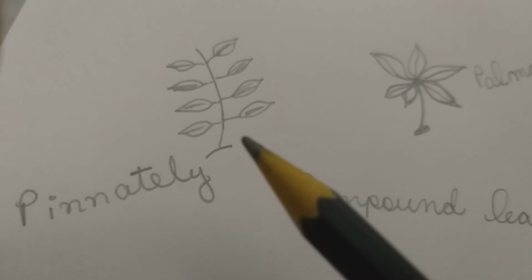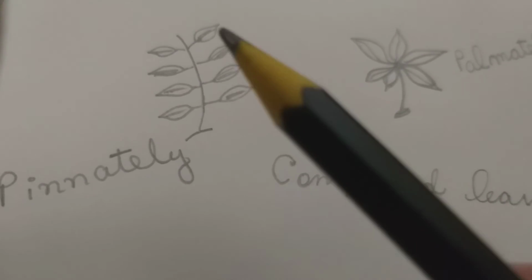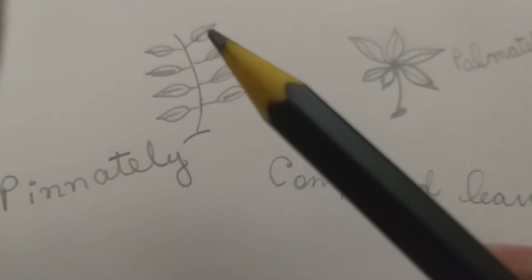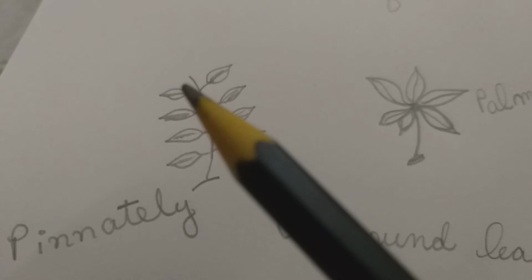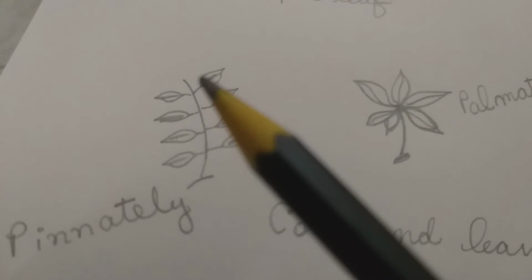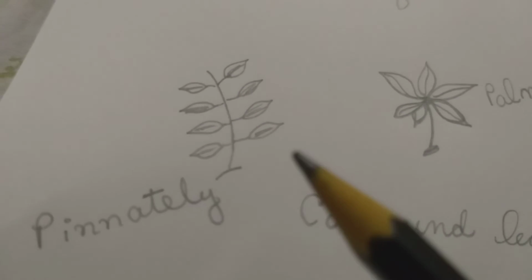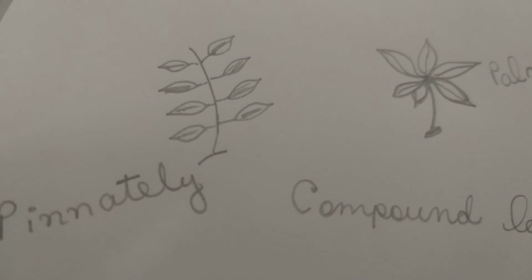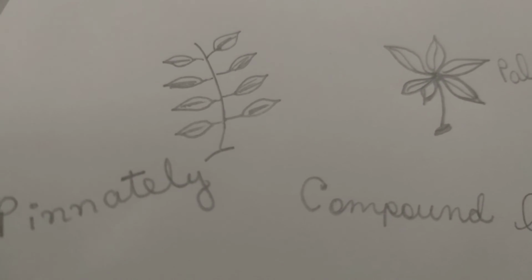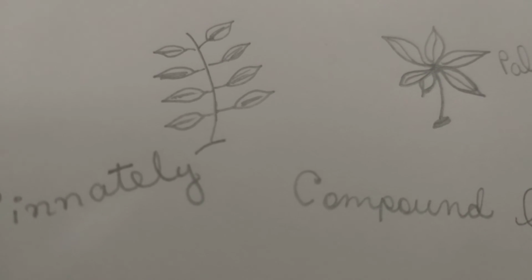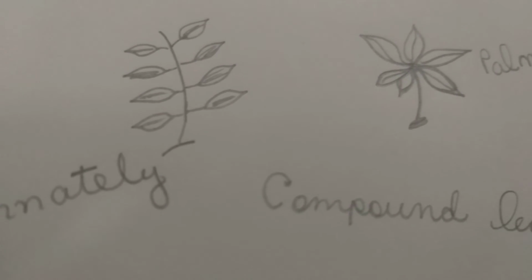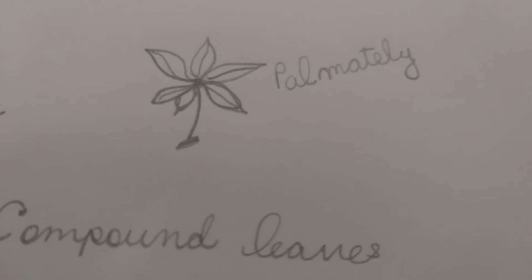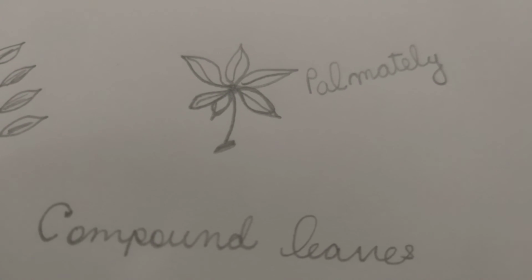And if the leaflets are arranged in a row, one row and the other row, on the midrib or rachis in a longitudinal row, this is called pinnately compound leaf. Pinnately compound leaves like gulmohar, neem. Palmately compound leaves like mango, silk cotton.